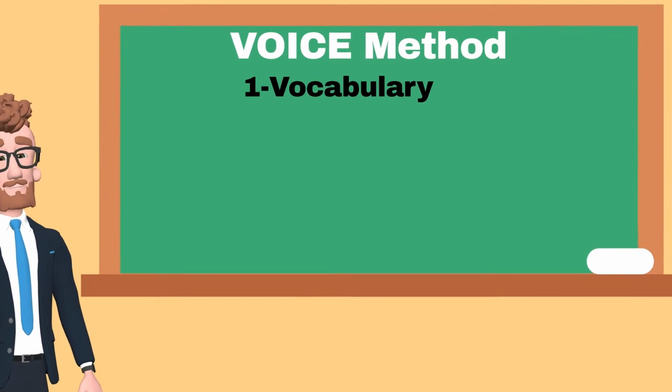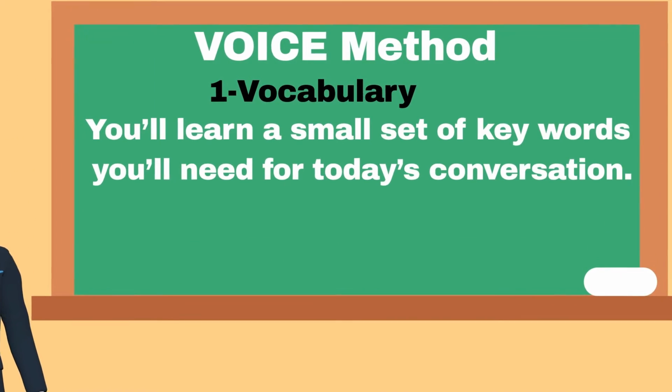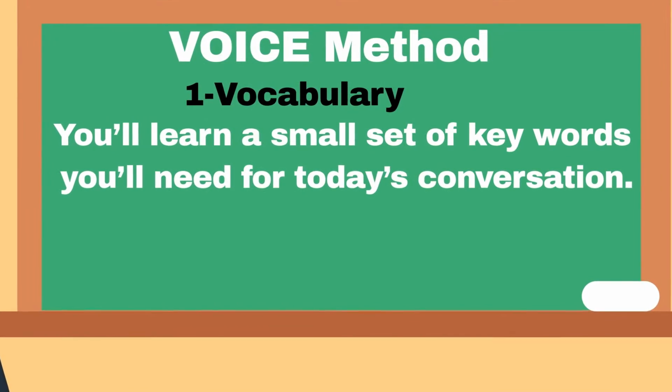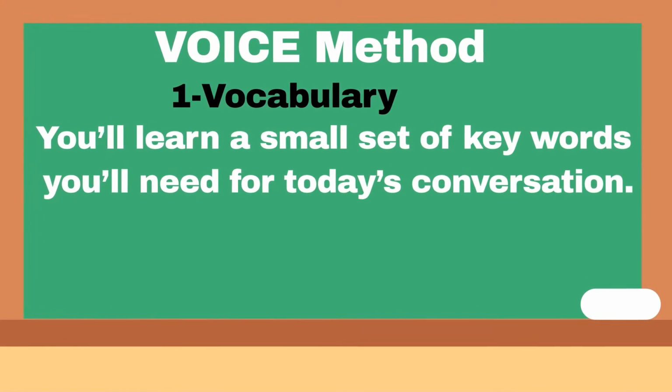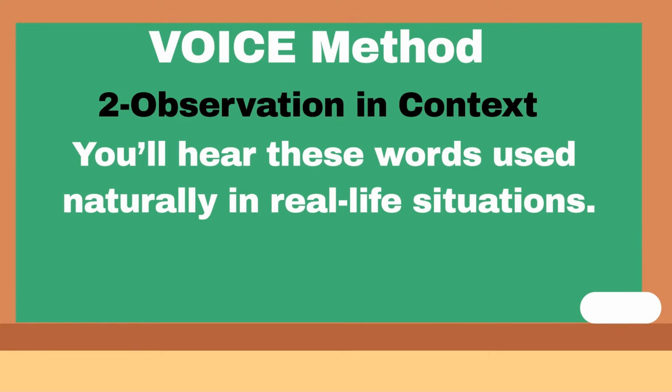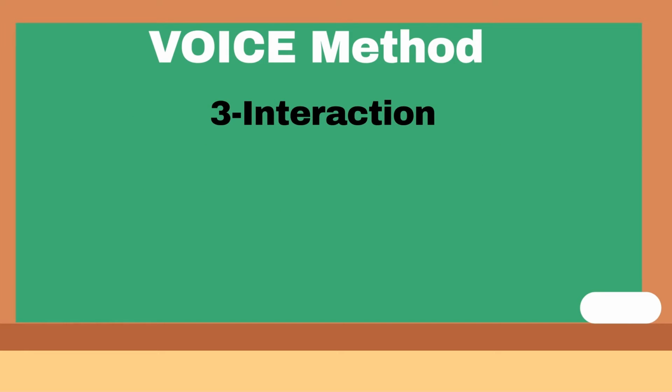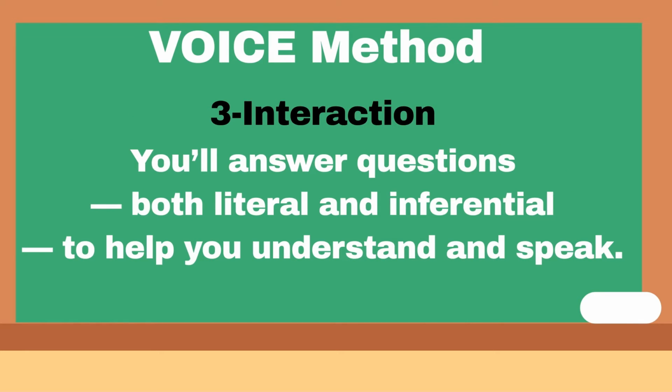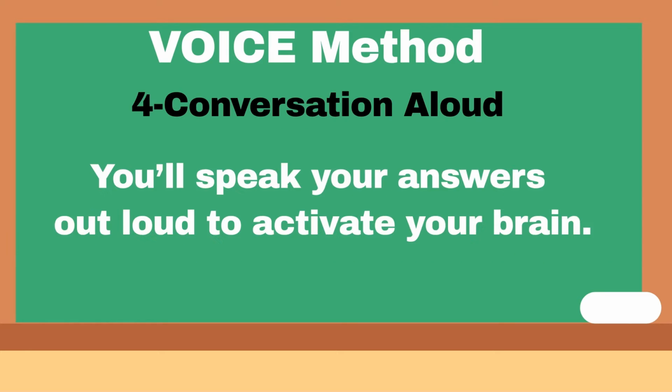Step 1. Vocabulary. You'll learn a small set of key words you'll need for today's conversation. Step 2. Observation in context. You'll hear these words used naturally in real-life situations. Step 3. Interaction. You'll answer questions, both literal and inferential, to help you understand and speak. Step 4. Conversation aloud. You'll speak your answers out loud to activate your brain.